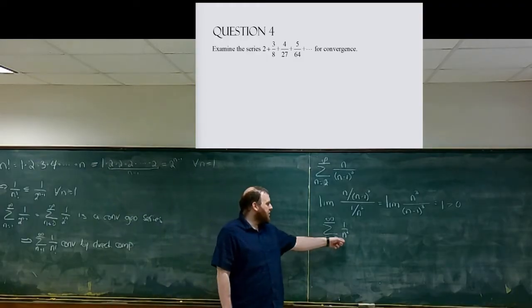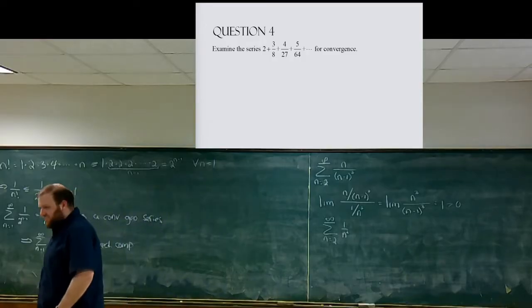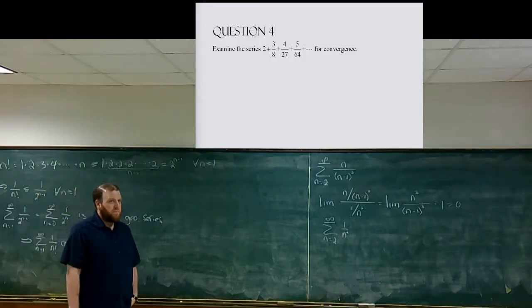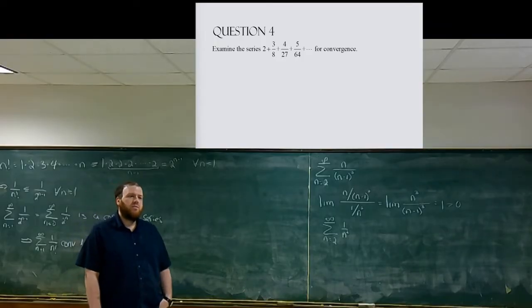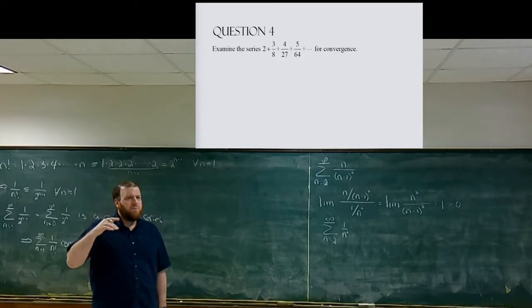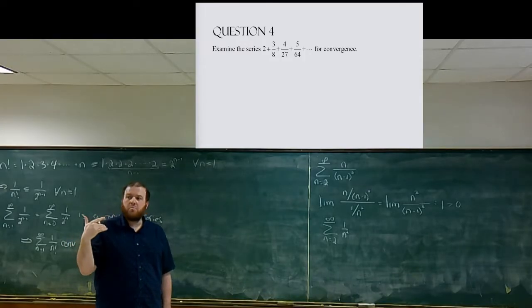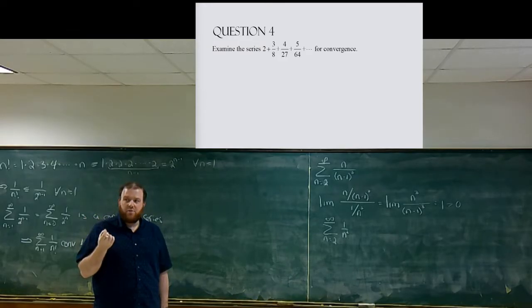What kind of series does this look like? It actually looks like a p series. Is it a p series? No. Why? Because n equals 2. It's supposed to be 1. But if we add or subtract a finite number of terms, it doesn't change whether the series converges or diverges.